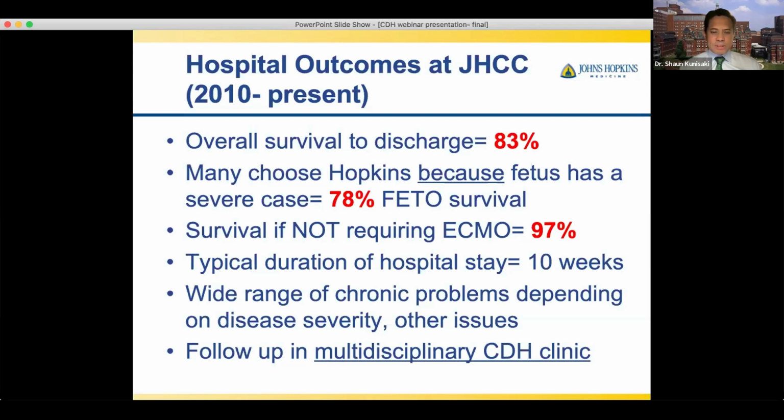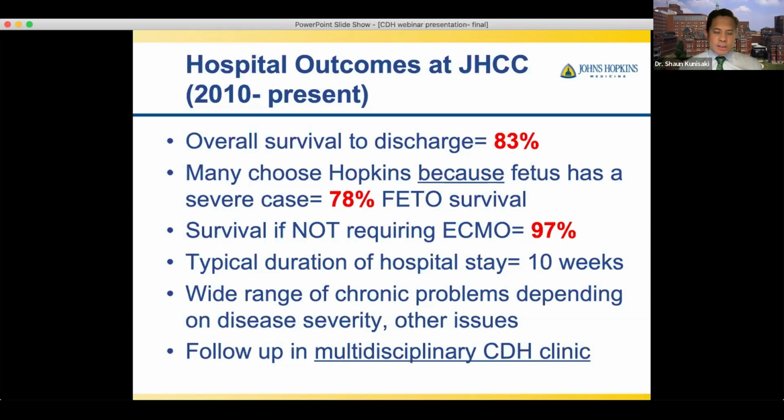Because CDH babies really can have a wide range of chronic problems due to their underlying lung disease, and for being so sick, we do work diligently with families even after discharge through our multidisciplinary CDH clinic, where a team of doctors and other specialists can see and evaluate your child at the same time.